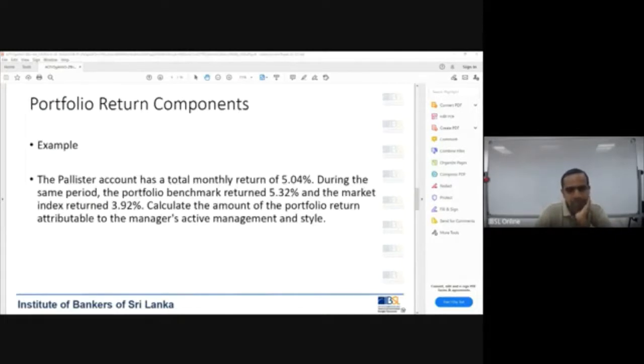So let's try this example. It says the account has a total monthly return of 5.04%. During the same period, the portfolio benchmark return is 5.32%, and the market index return is 3.92%. You have to calculate the amount of the portfolio return attributable to the manager's active management and style.